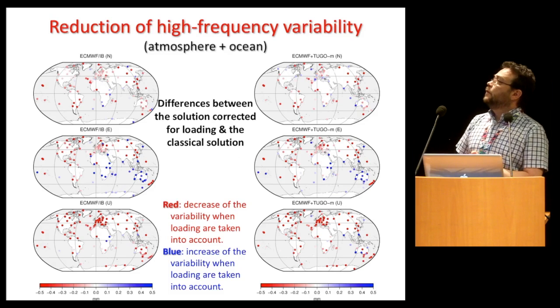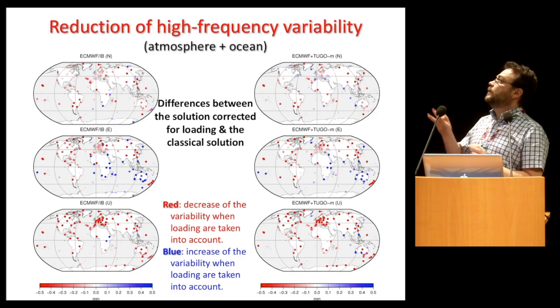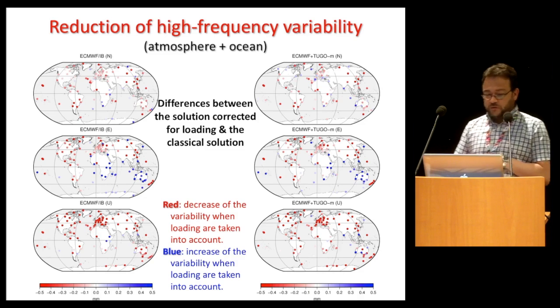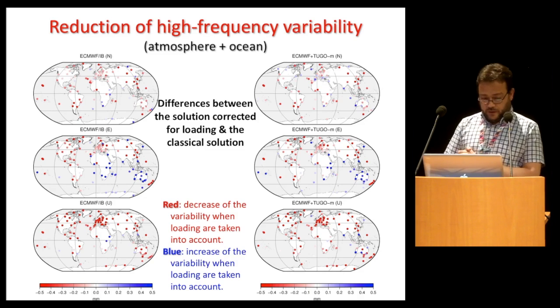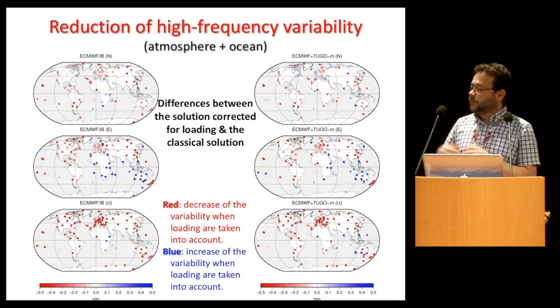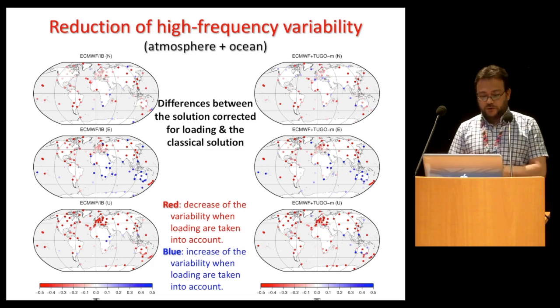So on the left, you have the ECMWF IB, again, minus the classical. And the other one is ECMWF plus the dynamic ocean. And on top, you have the north component. In the middle, the east. And at the bottom, sorry, the vertical component.